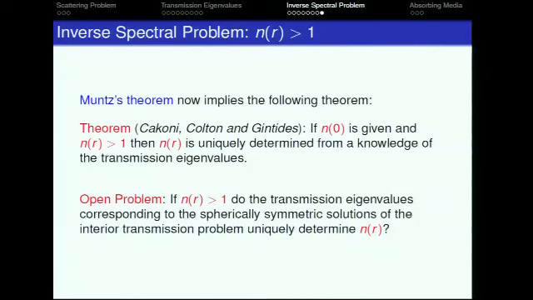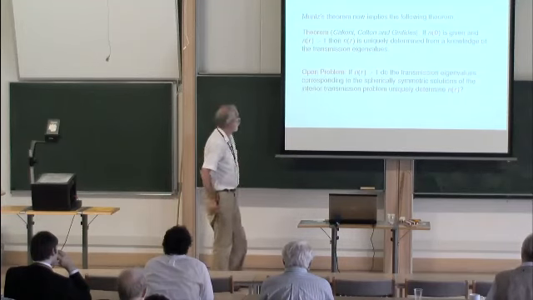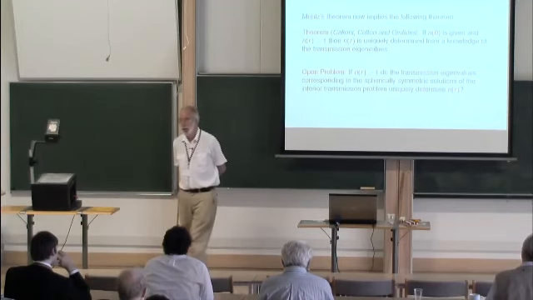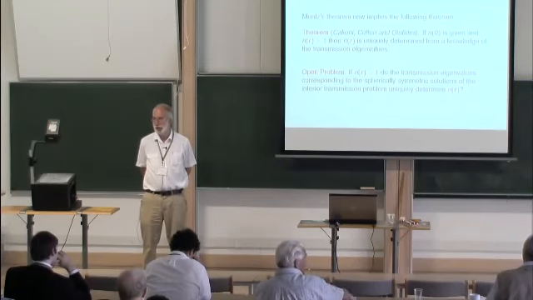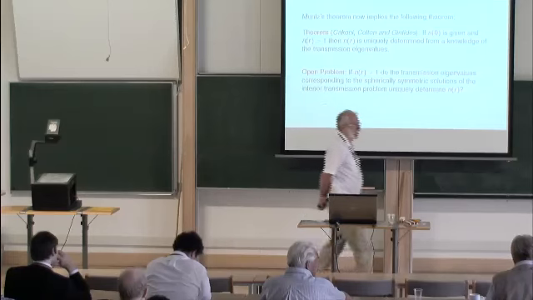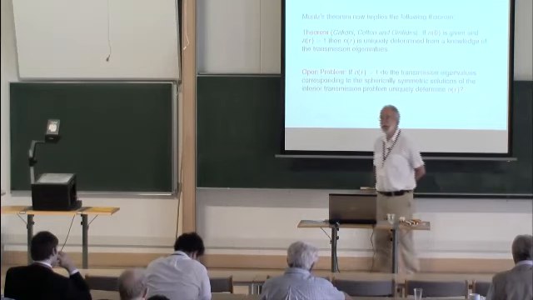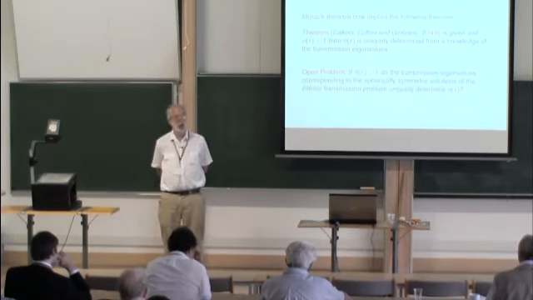So the question is, if n of r is bigger than 1, do the transmission eigenvalues corresponding to the spherically symmetric solutions of the interior transmission problem uniquely determine n of r? In other words, is there a theorem for n of r less than 1 that would be good for n of r bigger than 1? And, you know, my guess would be yes. I think this is a rather artificial way of proving this theorem.